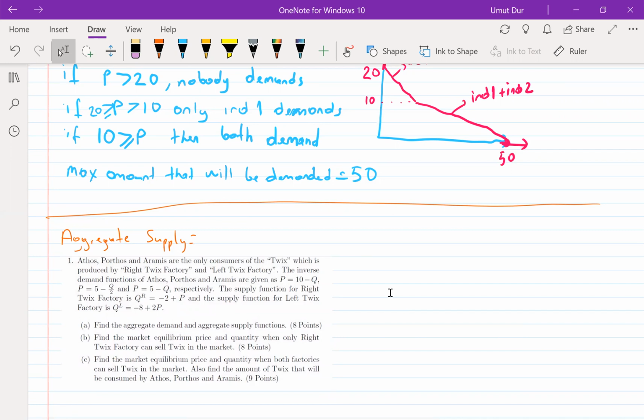So we have two suppliers here. QR is equal to minus 2 plus 5p, and QL is equal to minus 8 plus 2p. Now for the aggregate, the extreme points will be the price levels where they don't supply.